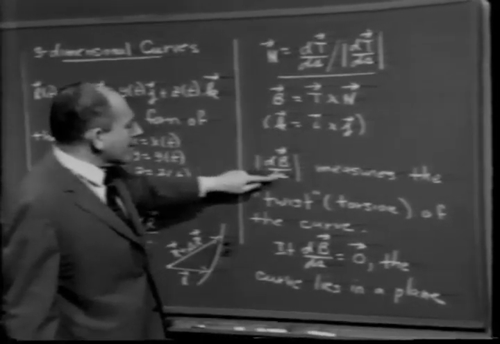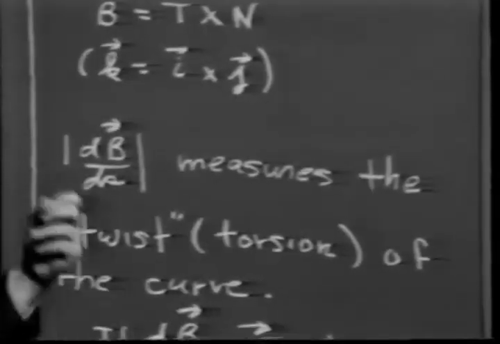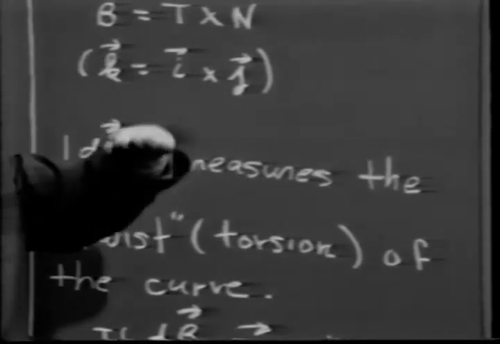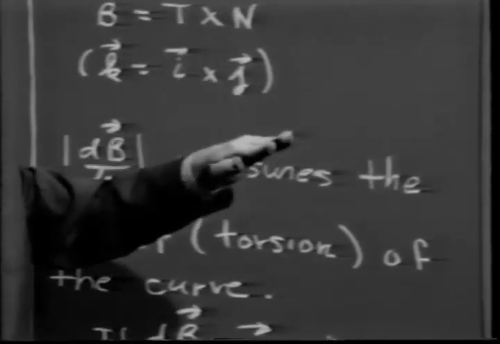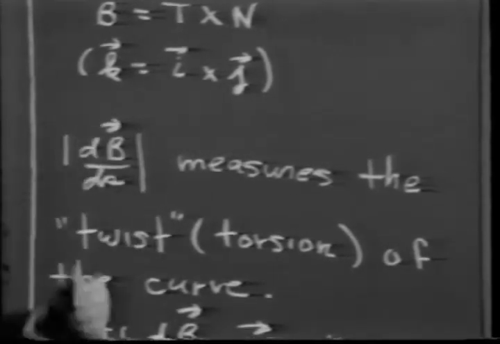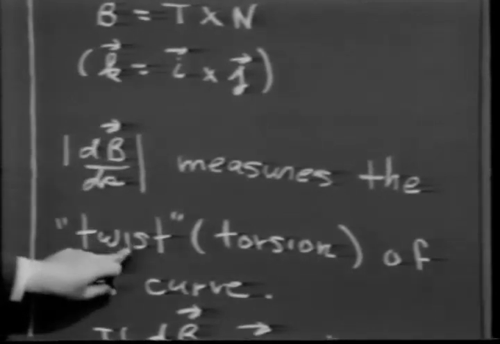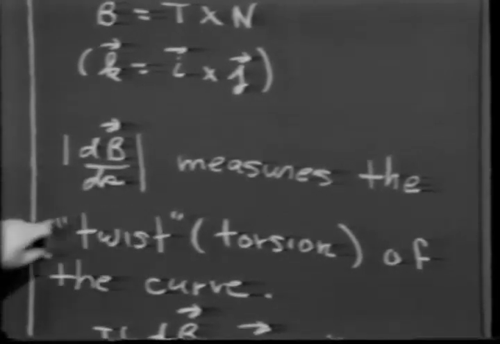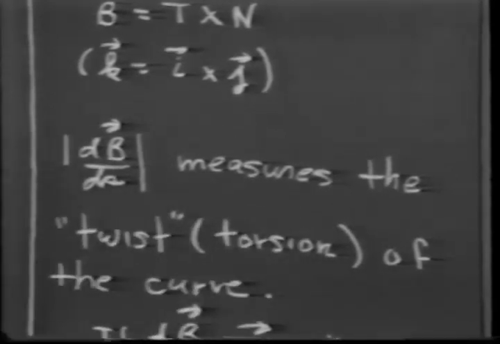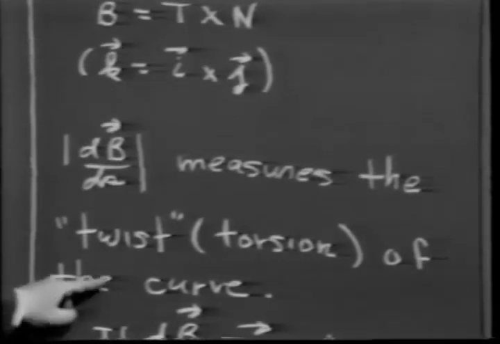The point is that the magnitude of dB/ds measures the twist of the curve. In other words, here's this tangent plane following a point, a particle along the curve, and how fast the direction of that plane is changing is measured by dB/ds. That is called the twist. I call it the twist; I put it in quotation marks because nobody else calls it the twist. The formal name is the torsion. See, this is called the torsion. I talk about that more in the notes.